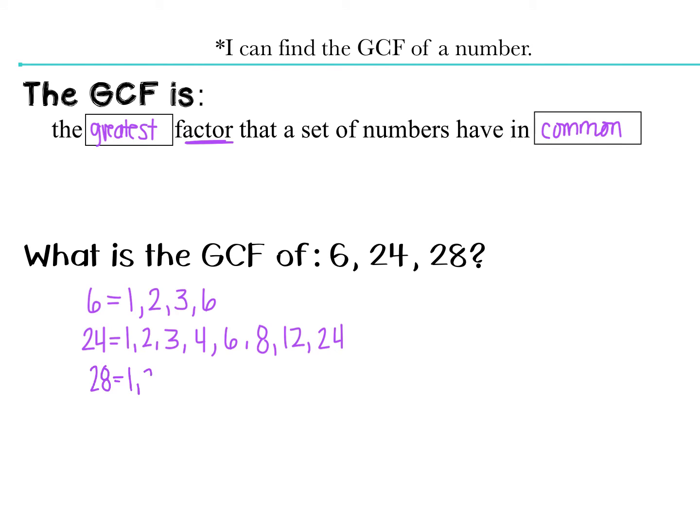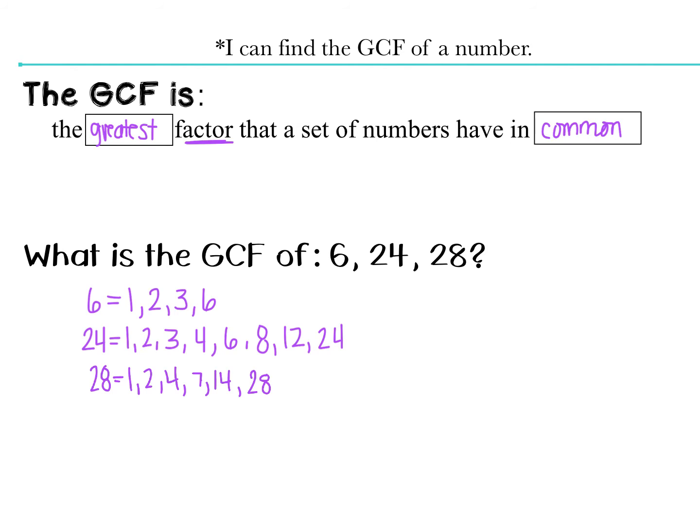So 1 can, 2 can, 3 cannot, but 4 can, 5, 6, no, 7. So now we're making our way back because 4 times 7 is 28. So 2 times 14 and 1 times 28. So those are the factors of 28.